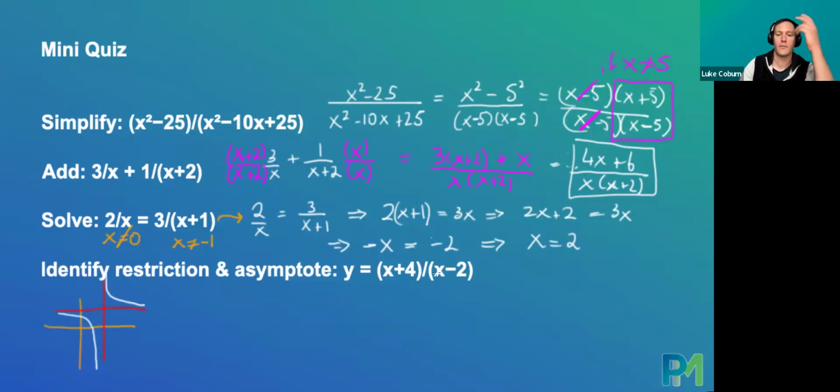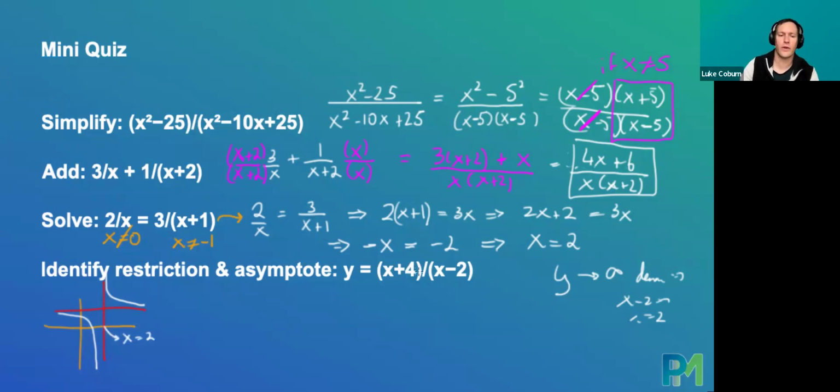Okay, so how do we find them? Well, for the vertical asymptote, first of all, you have to look at where y is going to go to infinity. And y is going to go to infinity when the bottom of the fraction, basically the denominator, is equal to 0. So that's when x minus 2 is equal to 0. So that's when x is equal to 2. So for this function, that's the position of the vertical asymptote.